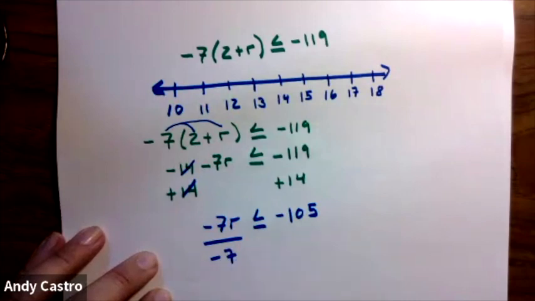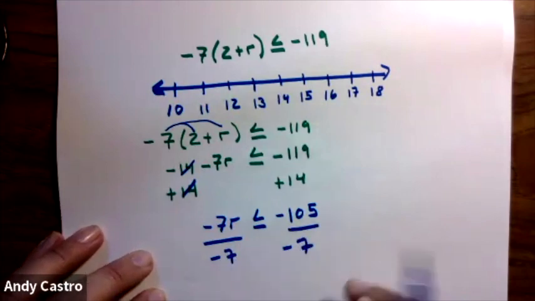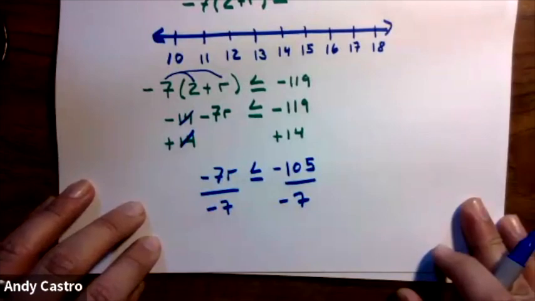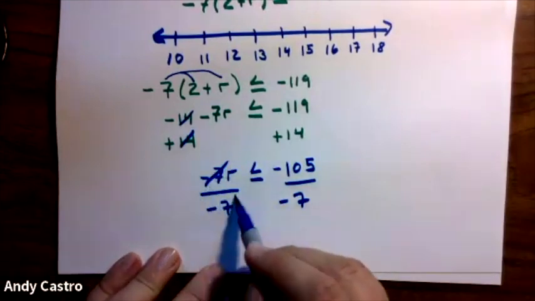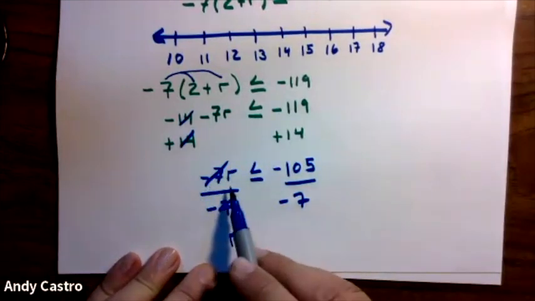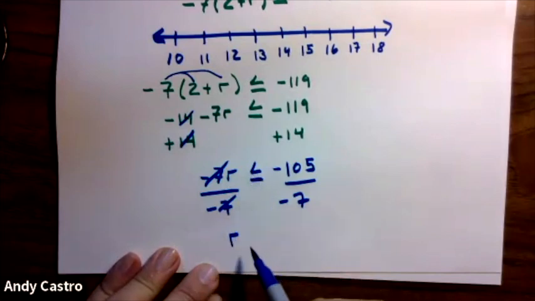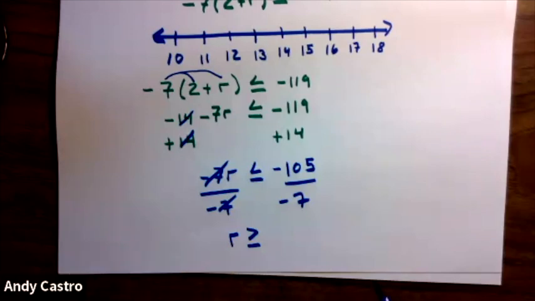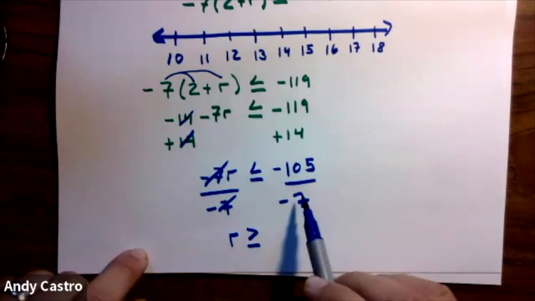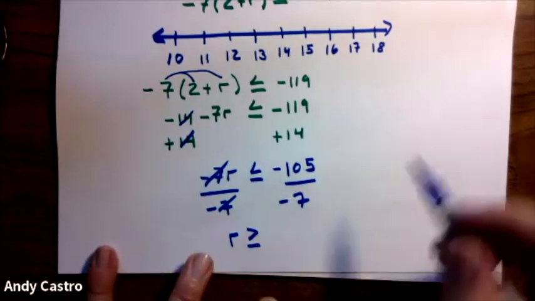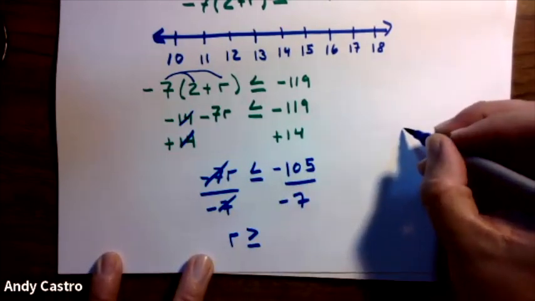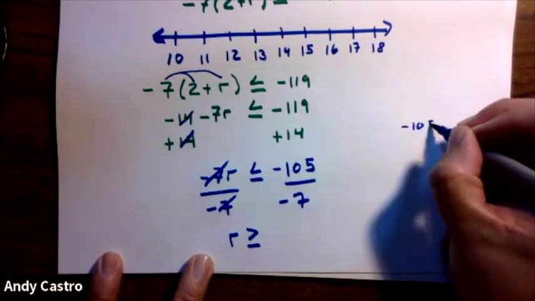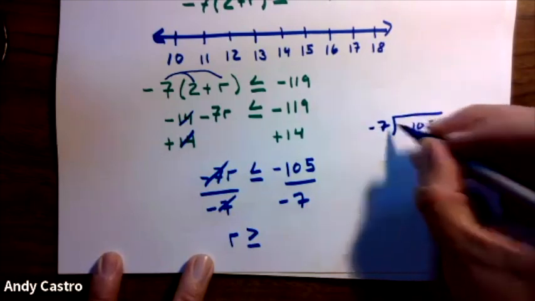Then divide both sides by negative 7. I'm dividing by a negative, so that means that I'm going to switch this r is less than or equal to, to r is greater than or equal to. And I'm going to take that negative 105 and divide by negative 7. I forgot I'm not supposed to use a calculator. So we'll do it over here.